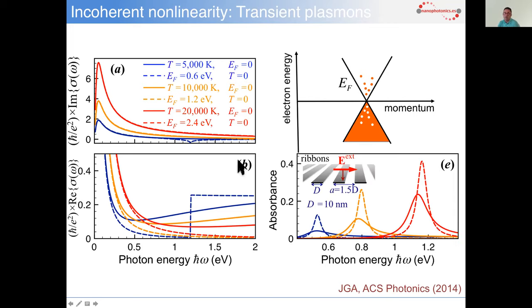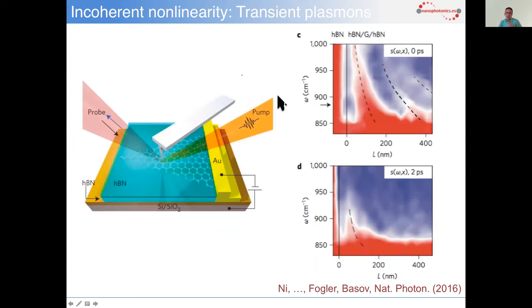As a result of that, you have, for example, plasmonic resonances in this system that can be driven by doping to a high level, or by heating the material to a high electron temperature. This type of physics has been explored experimentally, for example, in this paper by Basov's group, where they looked at these fringes as a function of distance to a graphene flake.